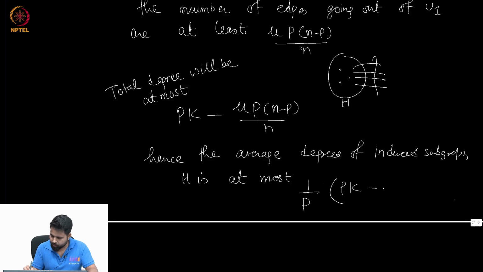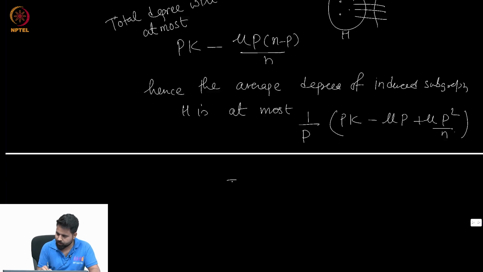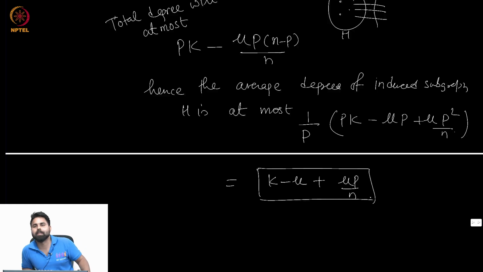Now let us open it. So mu p, because n will be cancelling out here, and then plus mu p square n, right? Mu p square n. Now the result is very obvious here. So which is equal to k minus mu, q minus mu plus mu times p by n. So this is at most this.